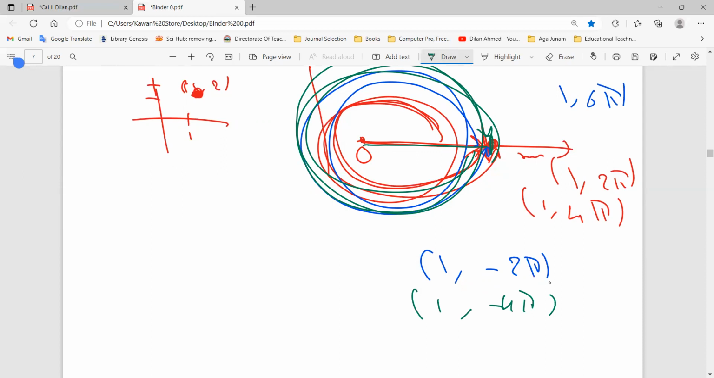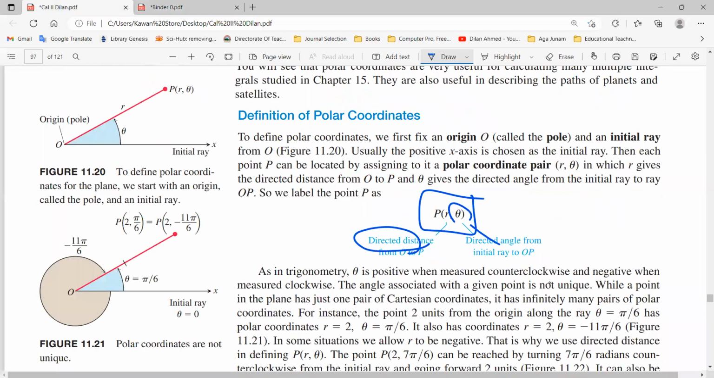If we change many times, we'll get the same point. So that's why a point in polar is not unique. Maybe you say that point is (2, pi over 6). Pi over 6 is equal to 30 degrees. Maybe she says no, from the negative part, 11 times. So like that. Maybe the other says other things. Understood? You got it?